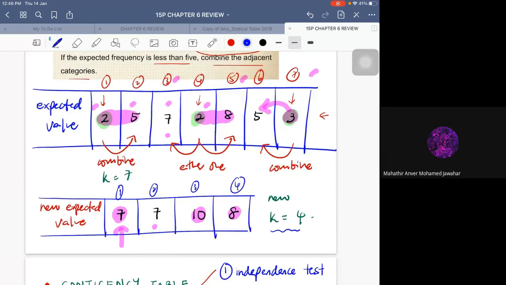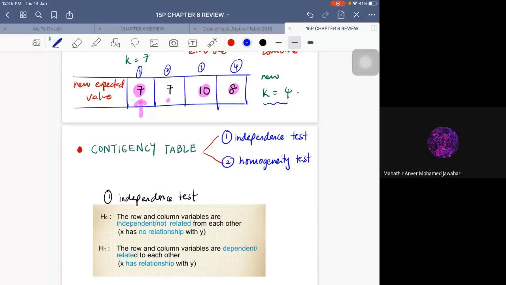Okay, and then this is going to be subtopic number 2. Previously we talked about goodness of fit, and now it's going to be the contingency table. So the contingency table can be used for two situations. First, it can be used to conduct the independence test.